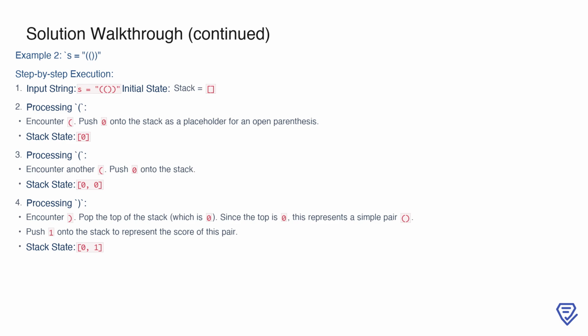Then, we encounter another open parenthesis, so we push another 0 onto the stack, making it 0, 0. Next, we process the closing parenthesis. We pop the top value, which is 0, indicating a simple pair of parentheses, and push the score of 1 back onto the stack. Now, the stack becomes 0, 1.